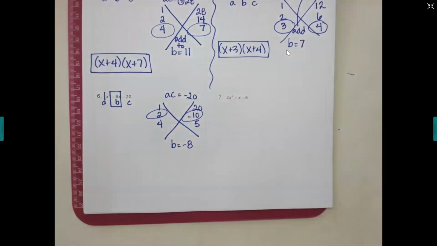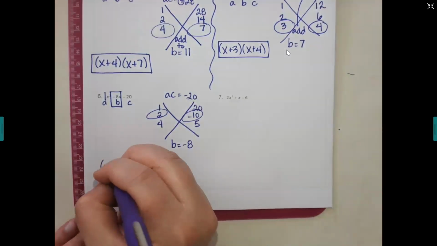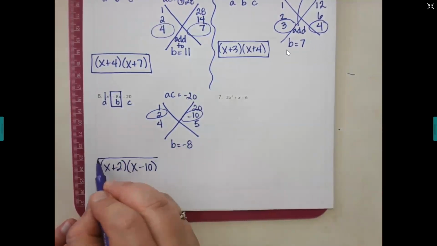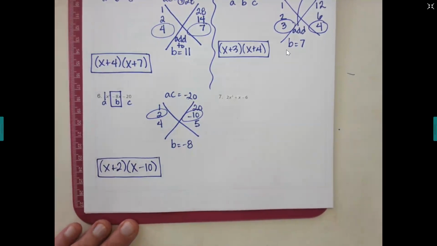From there, is your A a 1 and you're done? Then write your factors. So it'll be an X with a +2 and an X with a -10. Questions on that?